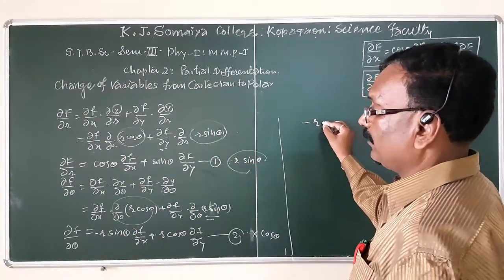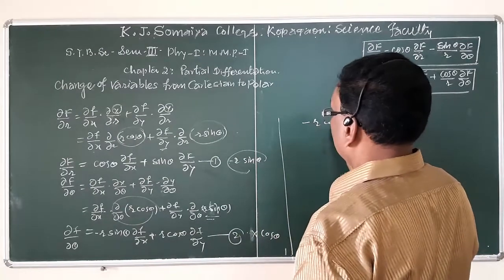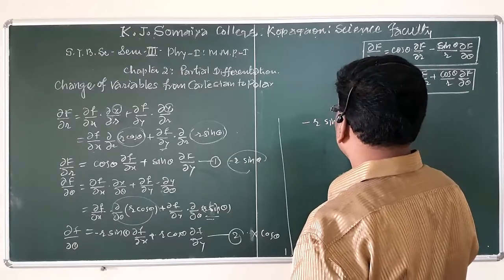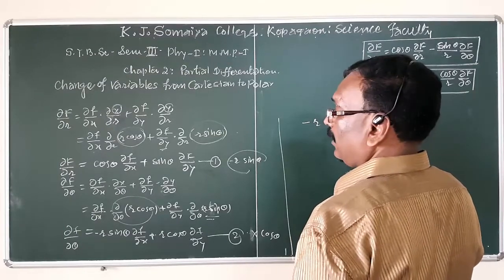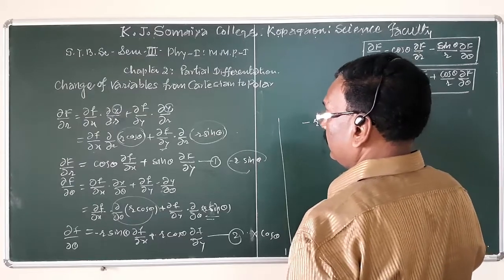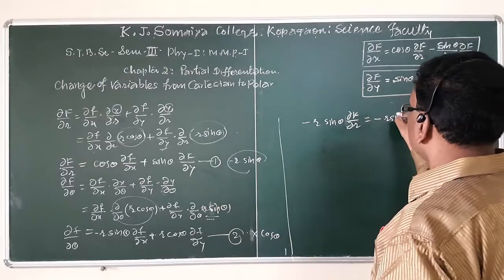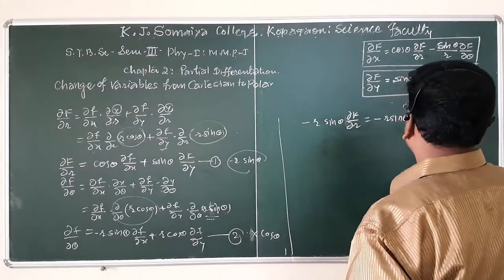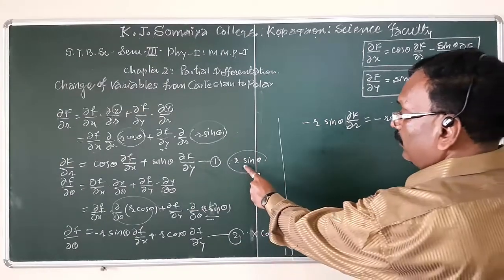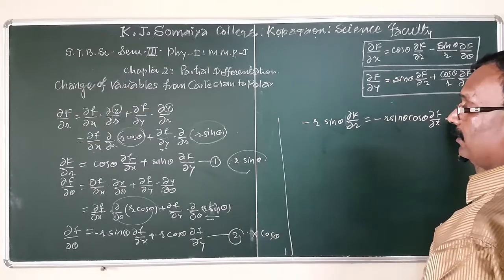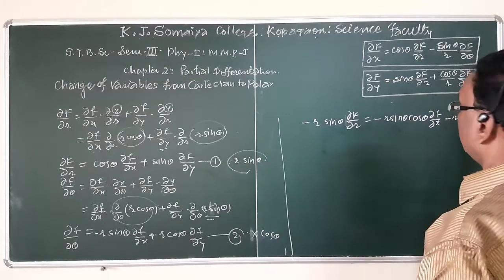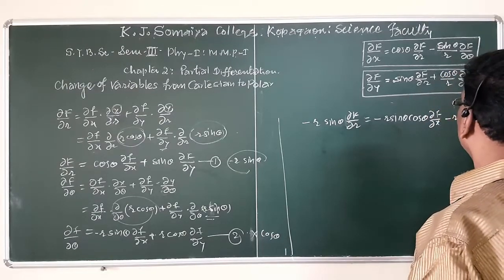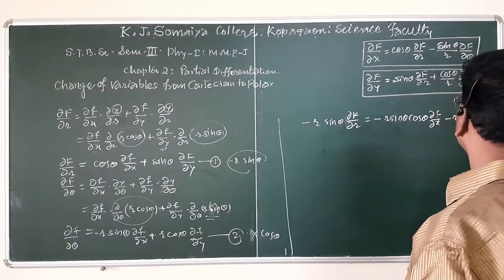minus r cos θ, minus r sin θ ∂f/∂r is equal to minus r sin θ cos θ, this into this, ∂f/∂x. Now this into this, minus r square sin square θ, sorry, r is common, r is sin θ, and lastly ∂f/∂y. Suppose this is equation 6.